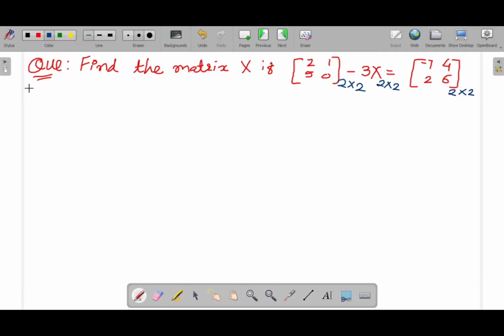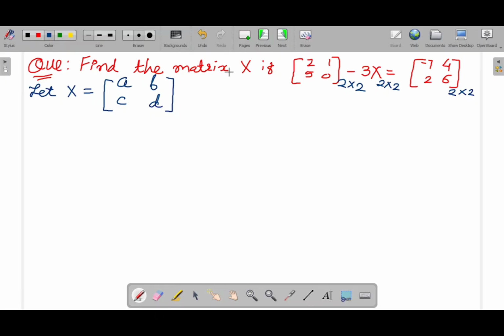So we will consider one matrix which is of 2 by 2. Let this matrix X be A, B, C and D. You can take any variable. You can take X, Y, Z, W, M, N, O, P. It is up to you.